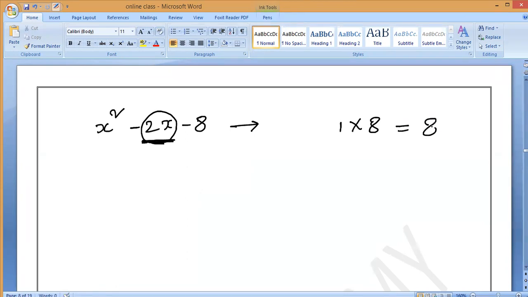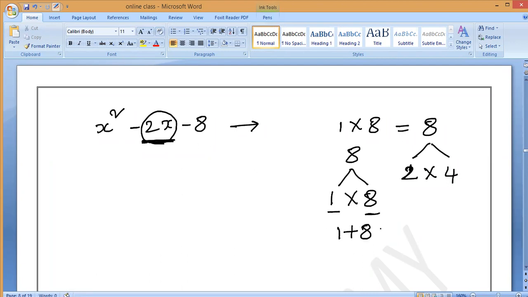So what are the factors of 8? 4 into 2, 1 into 8, or else 2 into 4. 8 equals 1 into 8. If you do addition or subtraction to get the middle term, doing addition, 1 plus 8, we get 9.